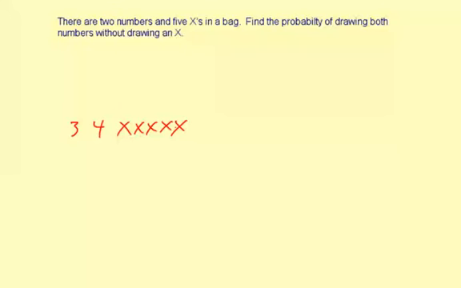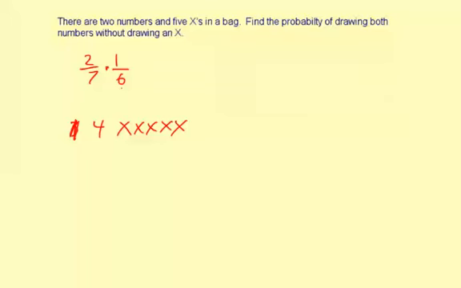So there are two numbers out of 7 total, counting all the numbers and x's. So the probability of drawing a number on the first draw is 2/7. So say I draw a number, and then what's left? We have one number out of 6 total. So the probability is 2/7 times 1/6.